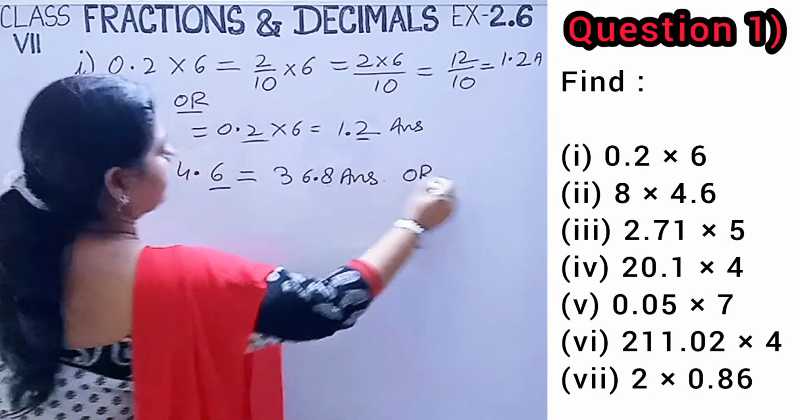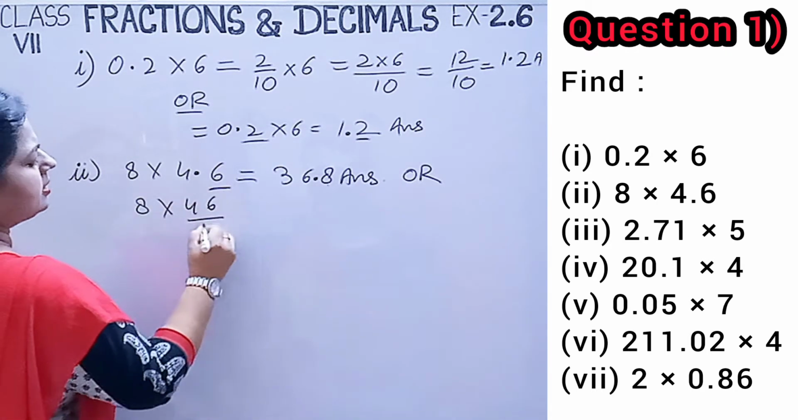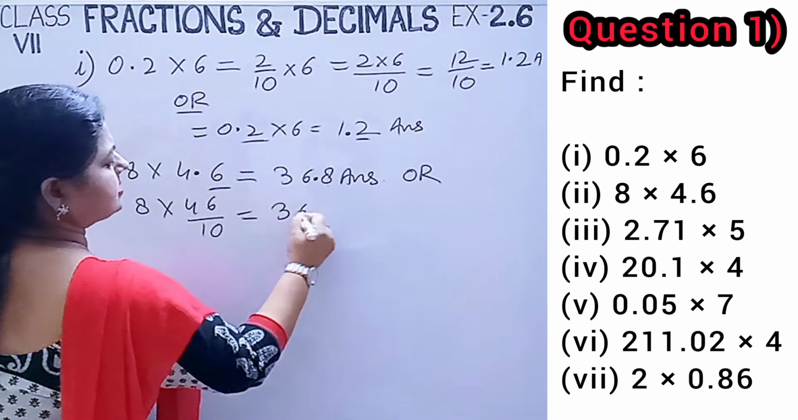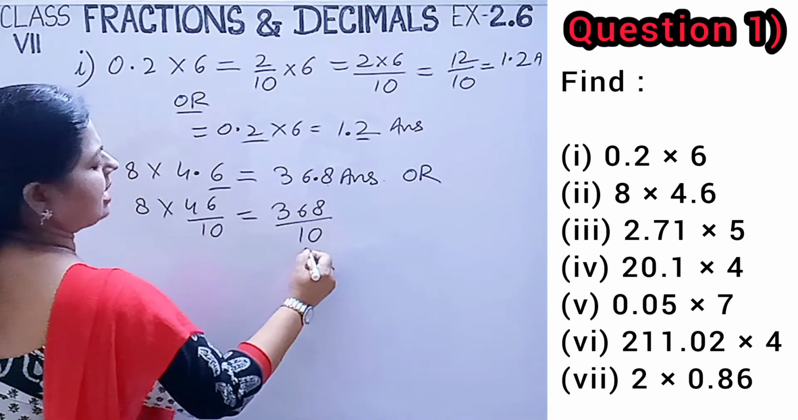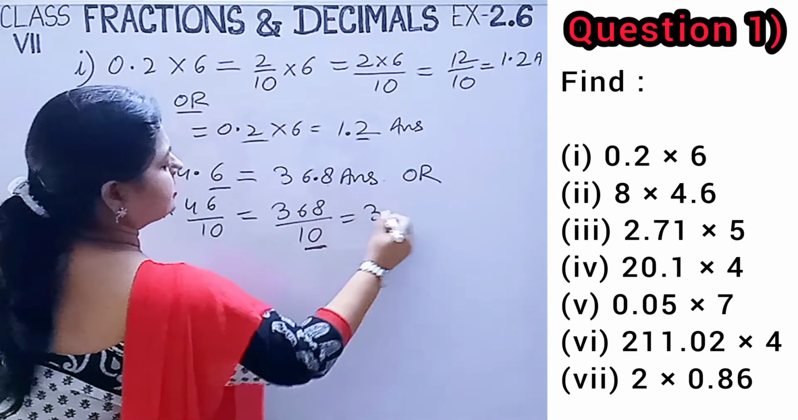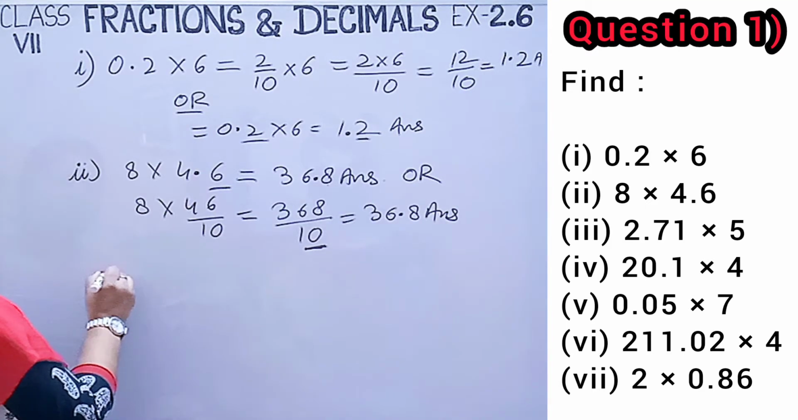Or here 8 into 46 upon 10. Now multiply, 368 upon 10. Now we have 10. When we divide this number by 10, we get 36.8. Answer.